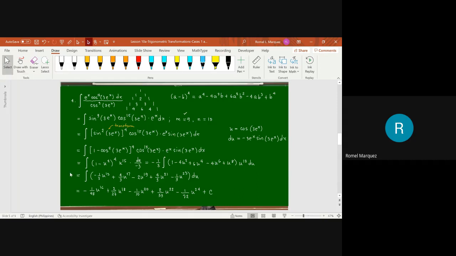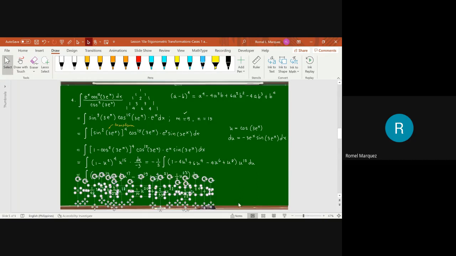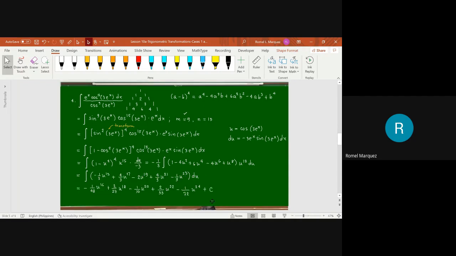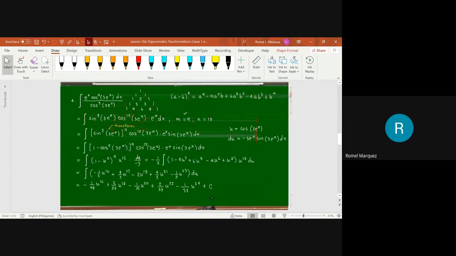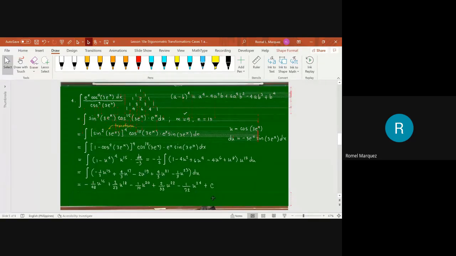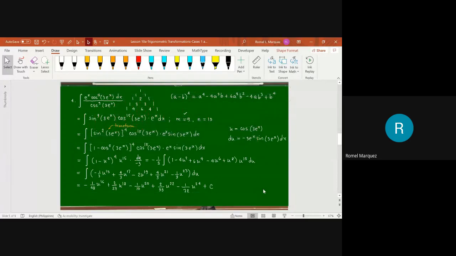Okay guys? Will it still fit? Let's fit it. I think we can make it still in this slide. Let's move here. What is nice in this blackboard of mine is I can move it. Our blackboard is high-tech. Negative 1 over 48. What is u, guys? Cosine.